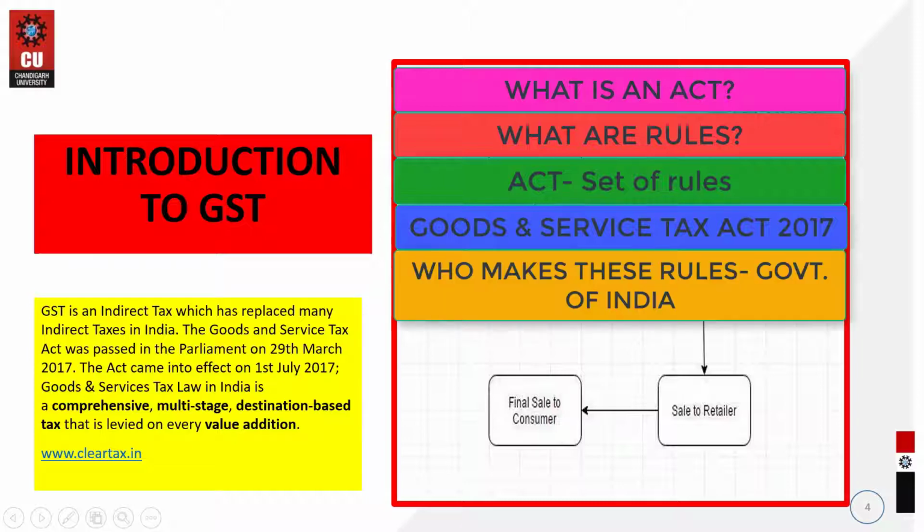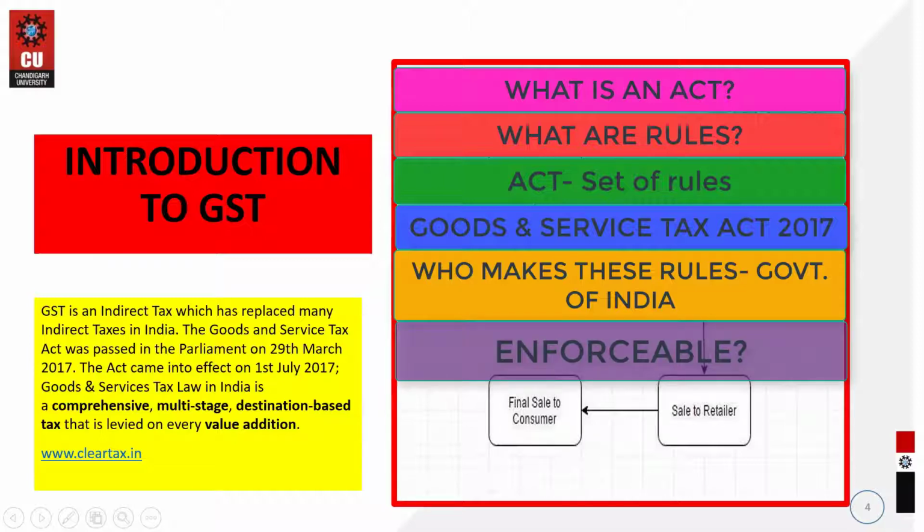Now you tell me, who makes these rules? The Government of India, which is elected by us. Are these rules enforceable? Yes, absolutely. Enforceable means that it is compulsory for us to follow these rules. Can we question them? Yes, every person has the right to file a public interest litigation in court, and we can question any law framed by the government.